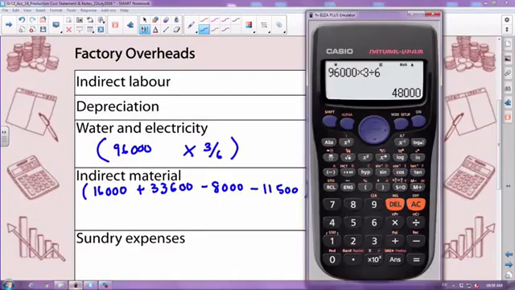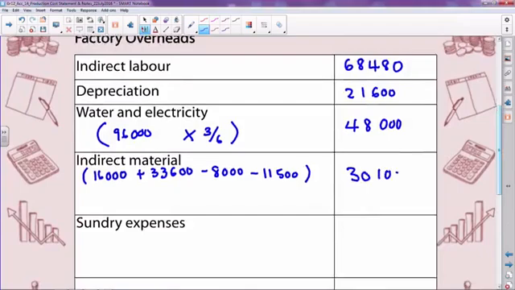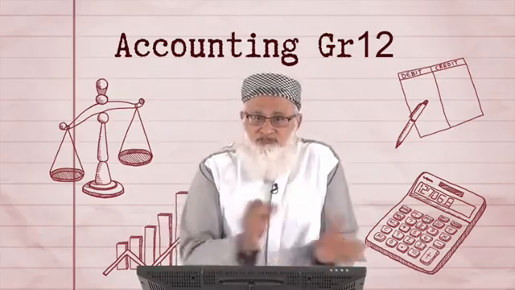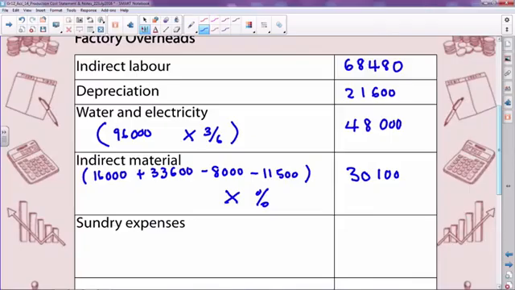And our calculation is the 16,000. Once again, watch as I'm calculating. I'm explaining what I'm taking into account to refresh our memories. Our opening balance plus our purchases of 33,600, right? Minus the 8,000 that was transferred out of there, minus the 11,500 left over. And this gives me a figure of 30,100. Therefore, there's my answer, 30,100. Okay, now in this case here, the question told you that it was indirect materials, but you could have a scenario where only a percentage of that is used in the factory. Then you would take that and multiply it by the percentage. But for this question, the entire amount is attributed to the factory. Okay, next one, sundry expenses. Let's see what it tells us.